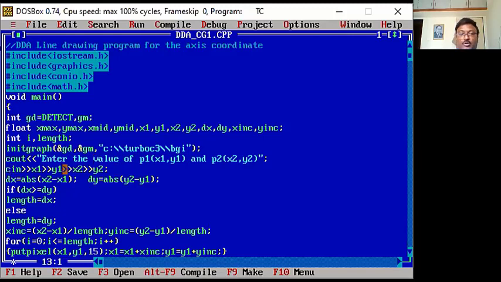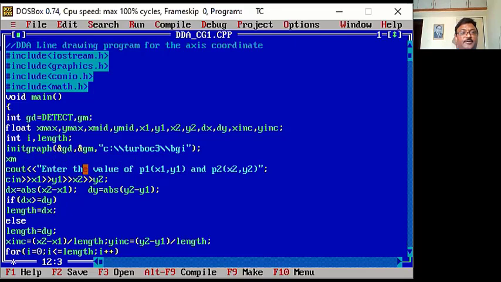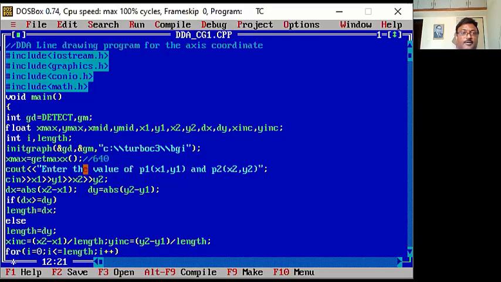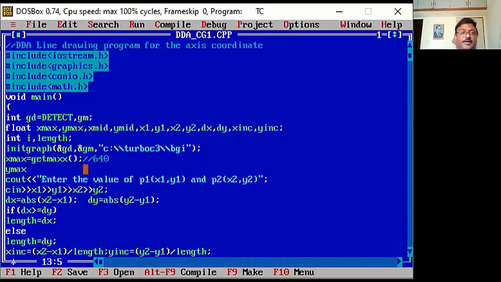Now go for here. You have to consider the x max, y max first. So I am using x max is equal to get max x. Yesterday I explained x max returns the value 640. And second, y max, here get max y. So y max returns 480, which is the maximum value of the y axis.